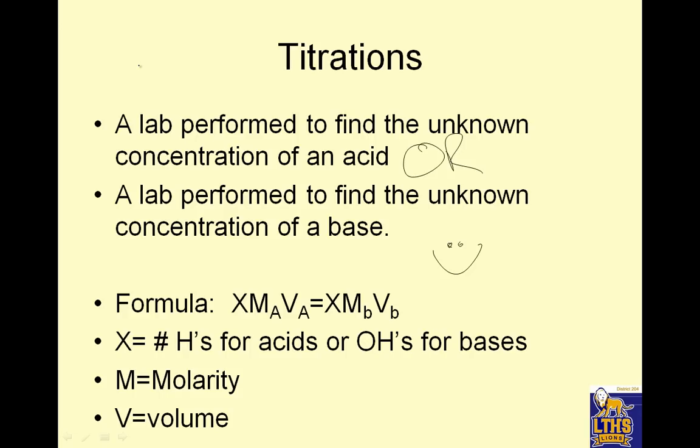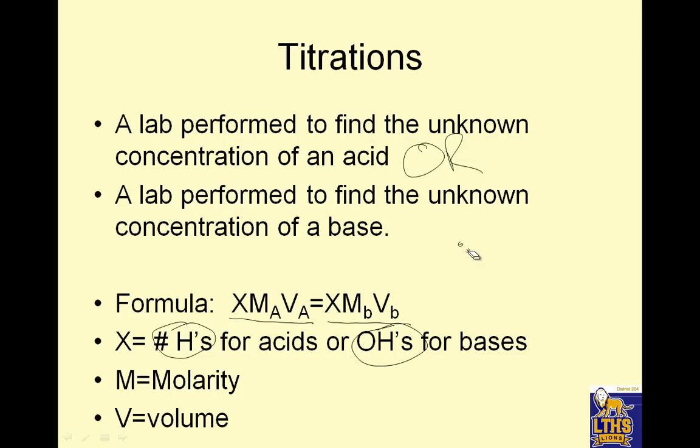Or we mentioned acid rain before. It can tell us how much acid is in the rain to figure out if it's really going to hurt our plants or if we just don't care or if, look out, we're all going to dissolve. The formula for titrations is XMAVA equals XMBVB. The X is the number of H's for the acids, or OH's for the bases.